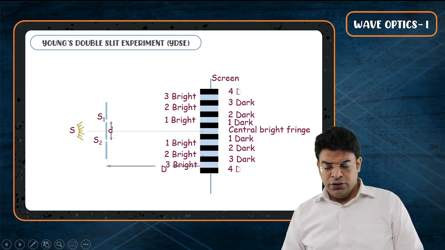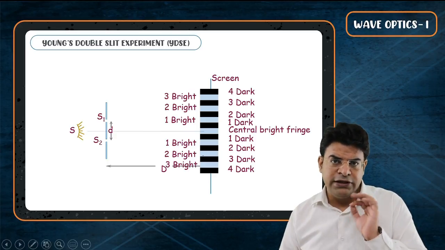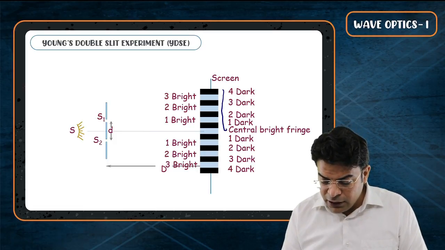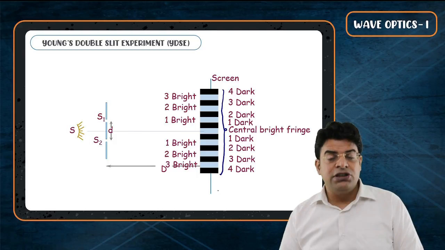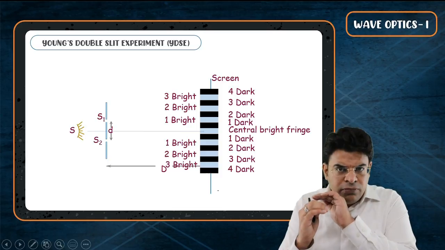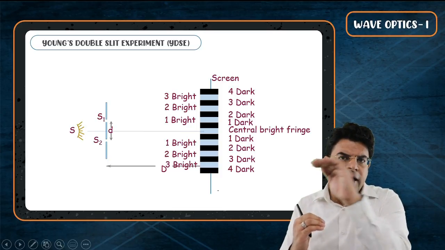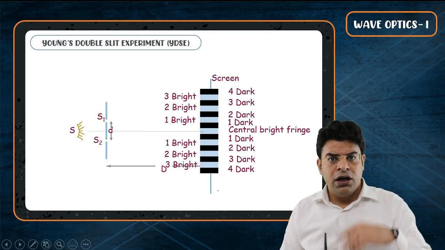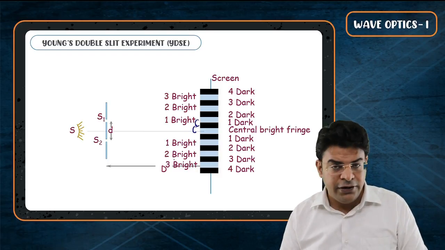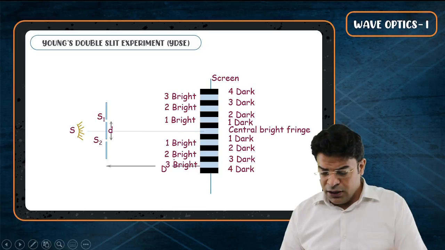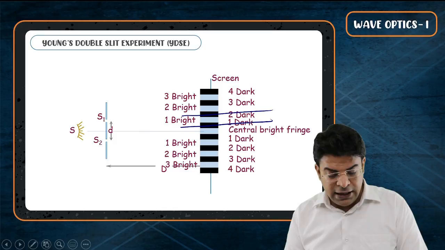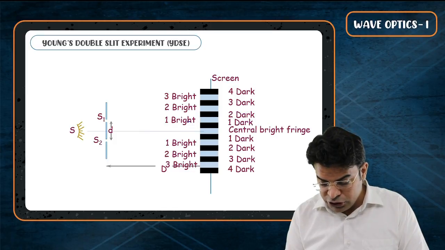So, beta, you need to understand two things. First, that we observe a pattern on the screen. This is called fringe pattern. We get bands of bright, dark, bright, dark, bright, dark fringes. Now next to every bright you get dark, next to every dark you get bright, right? And the separation between two consecutive dark is the same as the separation between two consecutive bright.